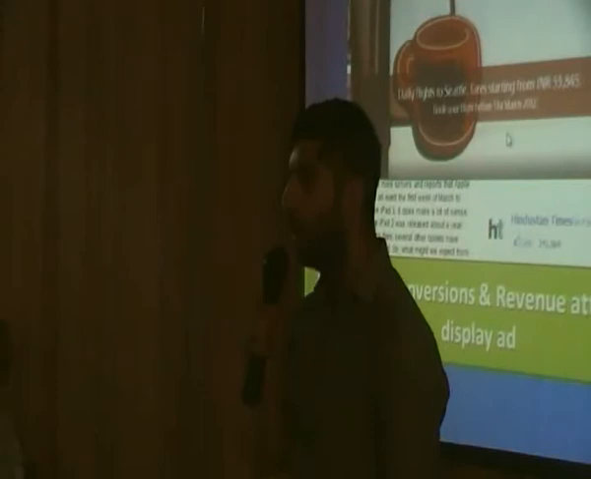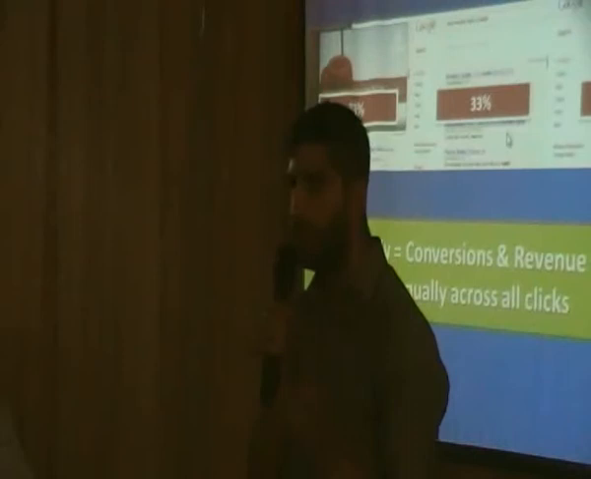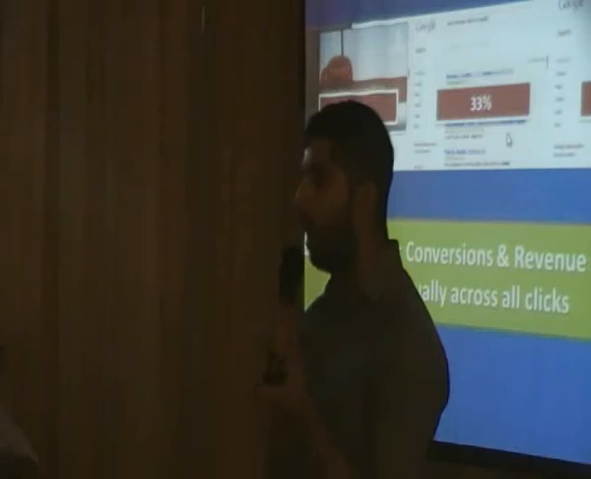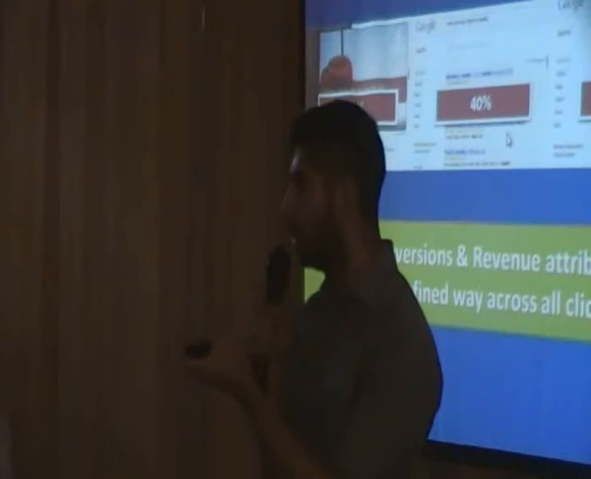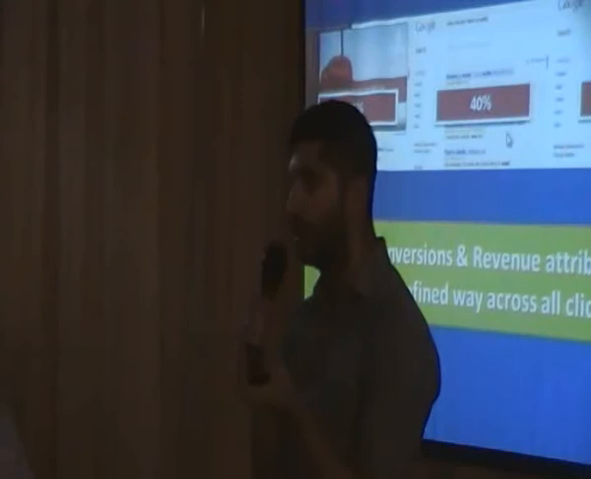Alternatively, you can divide equally, which means each of the touch points is given an equal weighting of the sale. So you can say everything deserves some credit because they all eventually led to the sale. And finally, we have custom as well, which is just conversions or revenue based on whatever percentage you want to be given to each click. You can say display should always be given 33%, and for the rest of paid search, give 50% for the last click and 25% to the clicks before that, divided equally. So you can choose which attribution model.